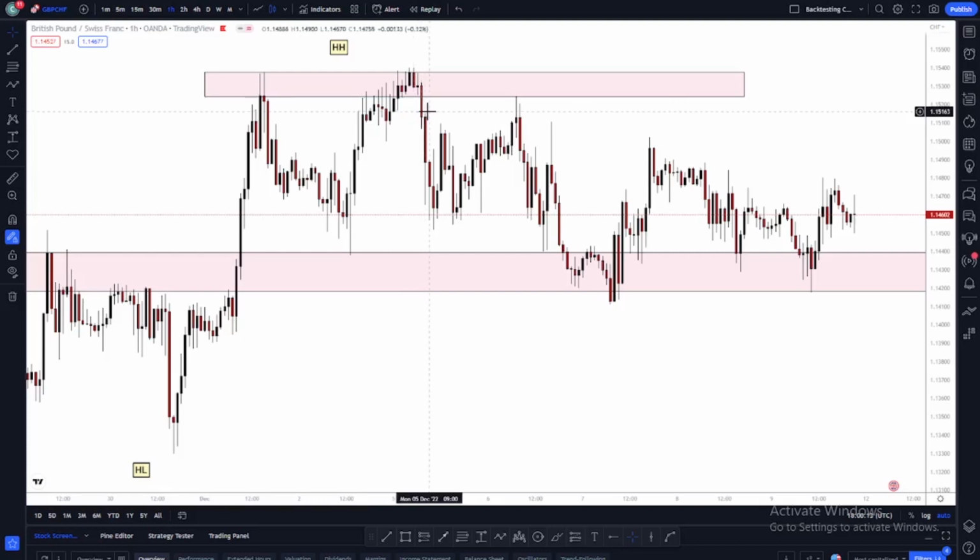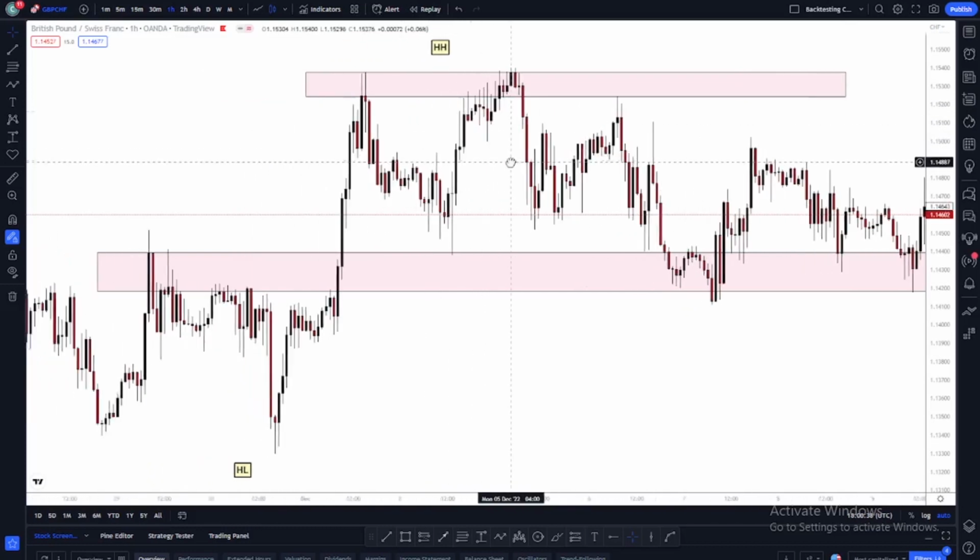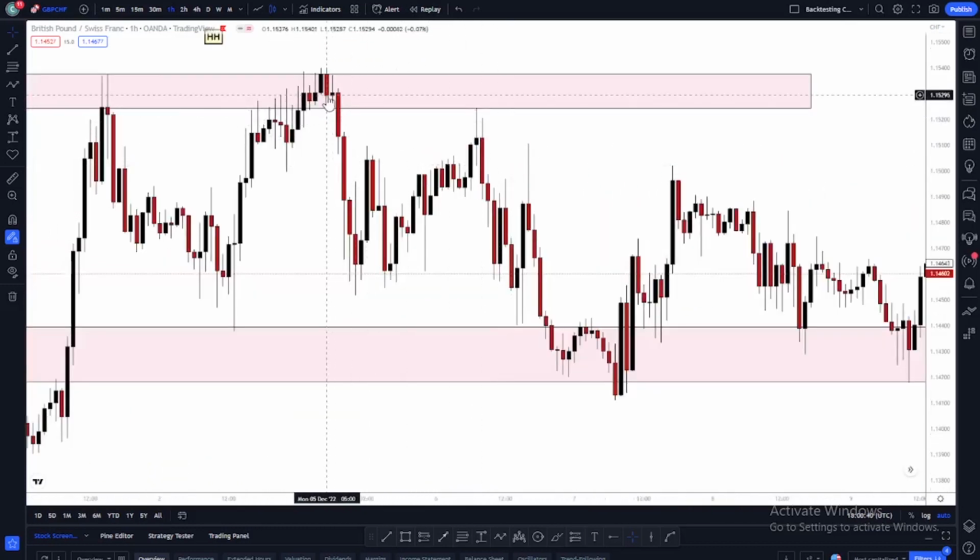Okay, so when price got into that zone, what was the ultimate confirmation? What was the final confirmation that led us to taking that trade or going in for shorts? The final confirmation was a bearish engulfing candlestick. And can we spot a bearish engulfing candlestick? Yes. This red candlestick right here.